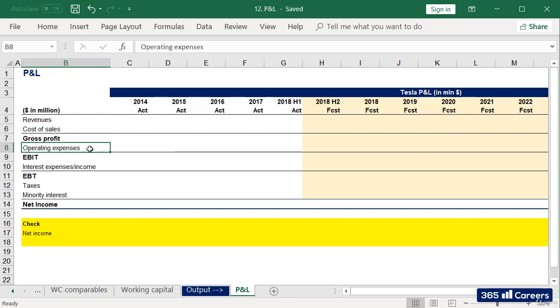Below gross profit are operating expenses. Once they are considered, we arrive at EBIT. EBIT stands for earnings before interest and taxes. After we take into account interest expenses, we obtain earnings before taxes, or just EBT. Finally, we subtract taxes and minority interest, and we arrive at net income.